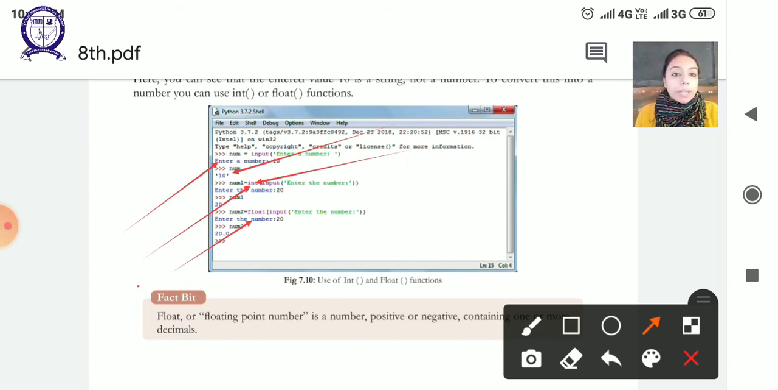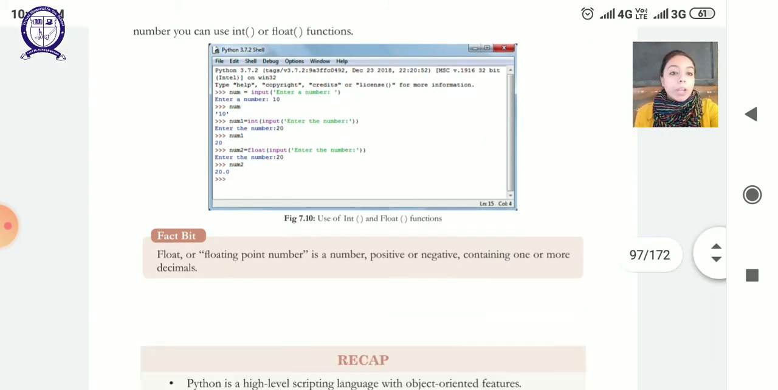So the number is 20, so number 1, the output is 20. Then float input, enter the number, that is 20. Then print, and then it will give the answer as 20.0. Because here we have used the float function, whatever integer value you have given will be converted to the floating point value, that is the decimal value, right?